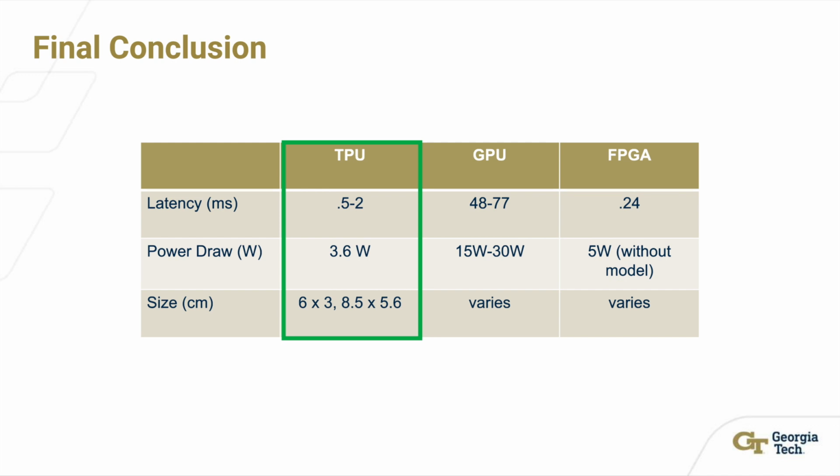And the FPGA, although incomplete, we can tell that the latency, although it would be similar or even better than the TPU, we could see the power draw would be greater. Even without the model, its power draw was 5 watts, so with the model it would be much greater, as well as the size. And so therefore, the TPU was our best implementation of this system.